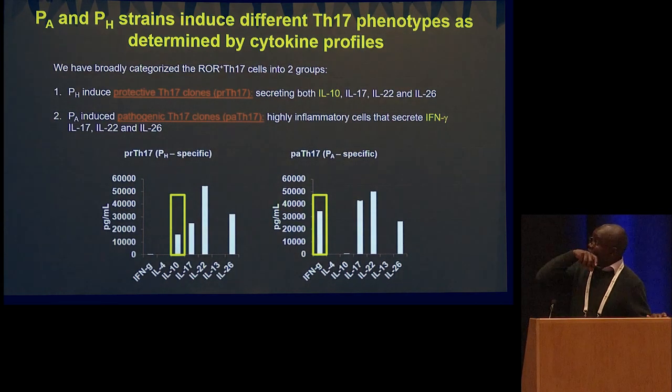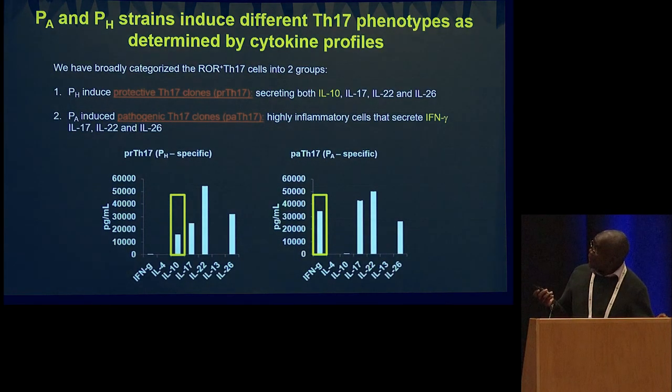Okay, so we've generated the clones, so now we wanted to test their functional abilities. So what we discovered again was that these healthy strains of P. acne mainly induce clones that secrete, apart from secreting the Th17 associated molecules such as IL-17, IL-22, IL-26, they also secreted IL-10. Whereas the strains that are associated with acne disease produce interferon gamma in addition to IL-17, IL-22, and IL-26. So this was very, very striking.